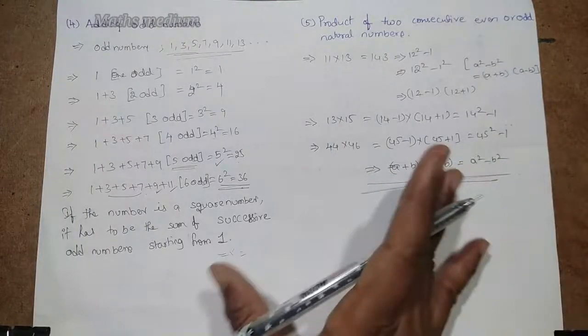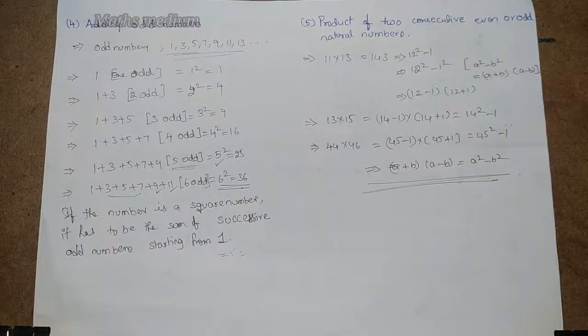These are the basic properties and interesting facts about squares. There are so many ways to represent a square number by using natural numbers, odd numbers, even numbers, product or sum or subtraction. These are the basic things.